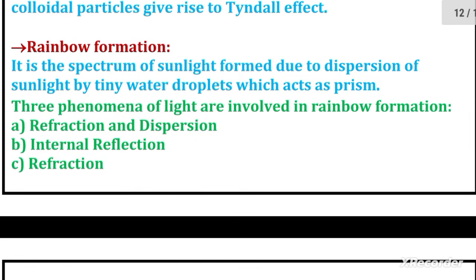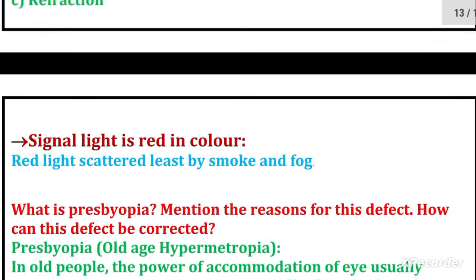Most important question: formation of a rainbow. It is the spectrum of sunlight formed due to dispersion of sunlight by tiny water droplets which act as prisms. Three phenomena are there in rainbow formation: refraction and dispersion, internal reflection, and refraction.